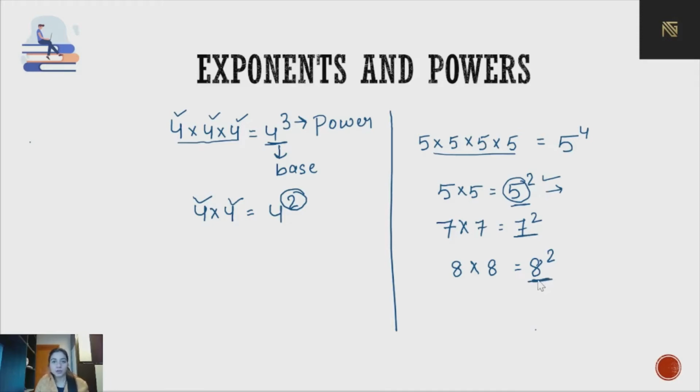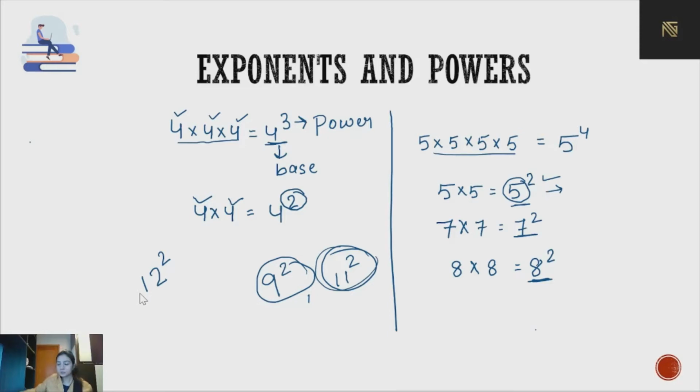Suppose I want to write 9 square, then I will write 9 to the power 2. If I want to write 11 square, then 11 to the power 2. So, in this session, we are going to discuss square at first. Square of 9, square of 11. If I am writing square of 12, it will be 12 to the power 2. I hope this is clear to you.